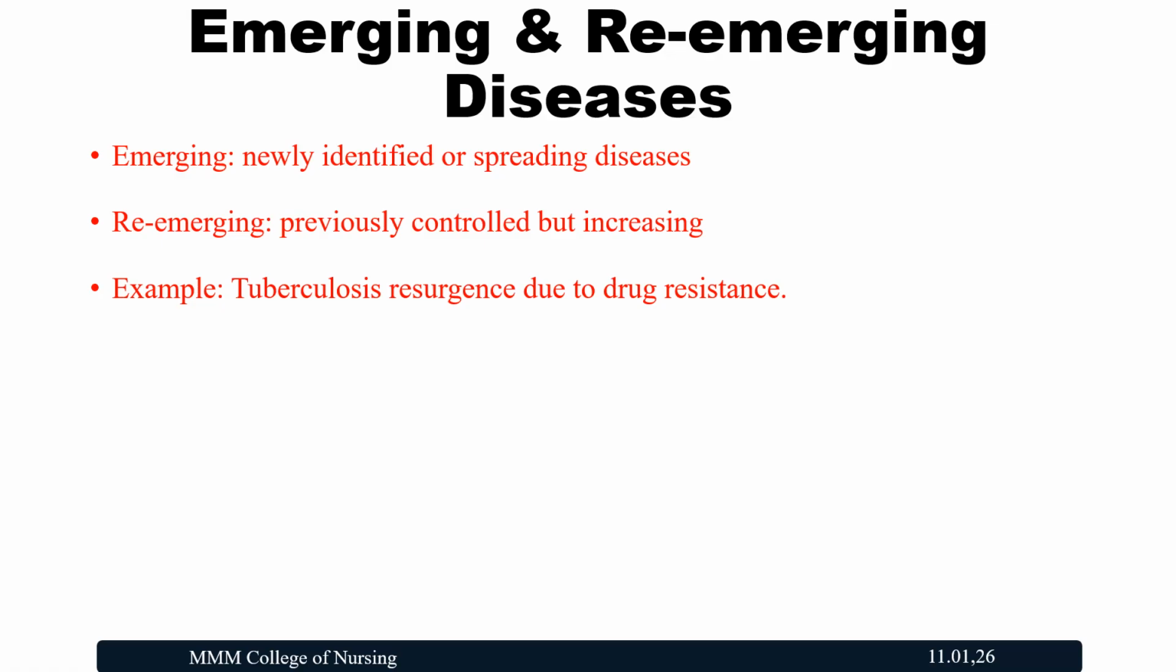One of the important topics is emerging and re-emerging diseases. Emerging means newly identified diseases, or diseases we are newly hearing about. Those come under emerging diseases. Example, COVID-19, Ebola. Re-emerging diseases were previously controlled, but are now increasing. Example, tuberculosis resurgence due to drug resistance.